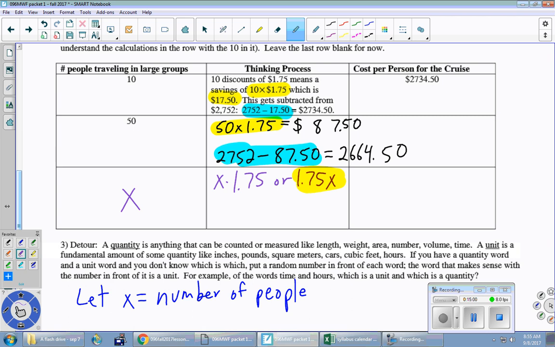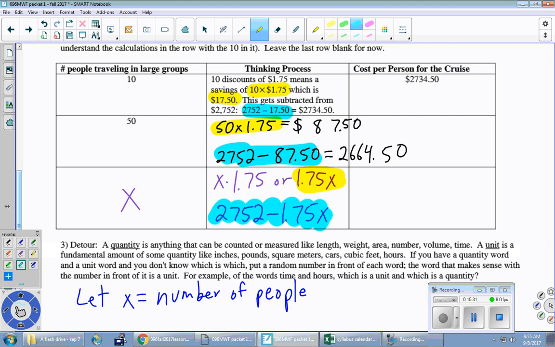And then down here with the 50, we did 2752 minus the thing in yellow, yes? So we are doing 2752 minus the thing in yellow. 2752 minus 1.75x. What color is that? Blue. And that right there is our expression that represents the discounted cost.